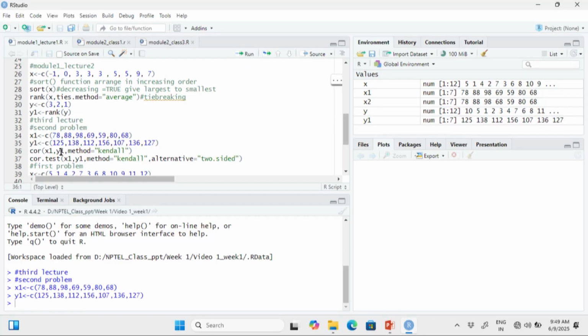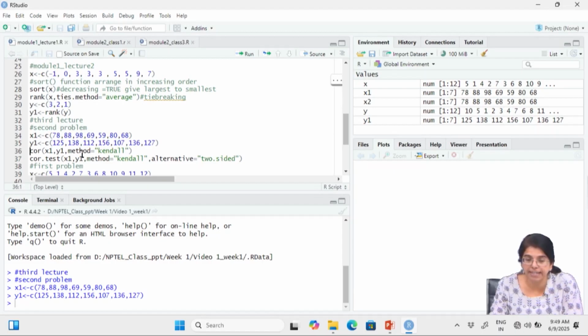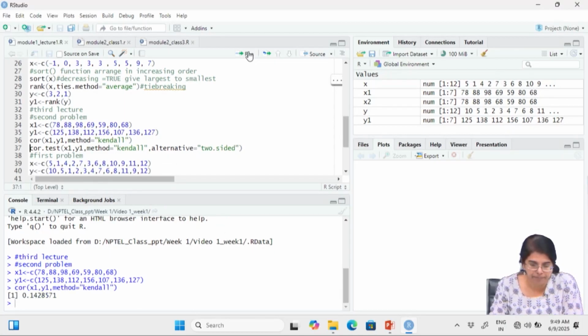Now, correlation x1, y1, do not forget to write method is Kendall's. So, Kendall, because earlier we have done the same problem using the Spearman, right? So, here we are going to use Kendall's. Now, you will find the Kendall's correlation is 0.1428. Now, what will be your take on it? It is a positive correlation, of course.